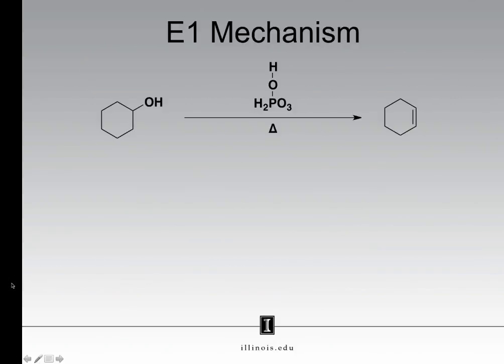Now that we have talked about transition states, let's talk about the E1 mechanism. In this experiment, you'll be taking cyclohexanol, shown here on the left, and treating it with phosphoric acid, which is a strong acid. Like in the SN1 experiment, you'll be protonating this alcohol to turn it into a good leaving group.